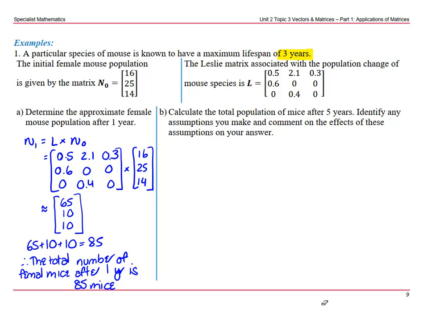Next one, calculate the total population. So that means I'm going to have to include the males as well, after 5 years. Identify any assumptions you make and comment on the effects of these assumptions in your answers. Now I want the population after 5 years. So I want N5. So that's going to be my Leslie matrix to the power of 5 times N0.